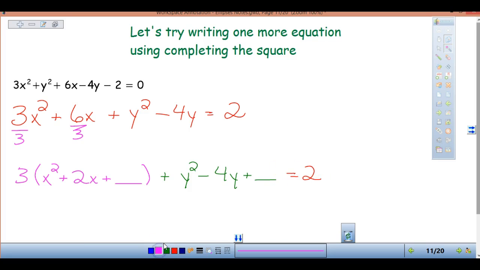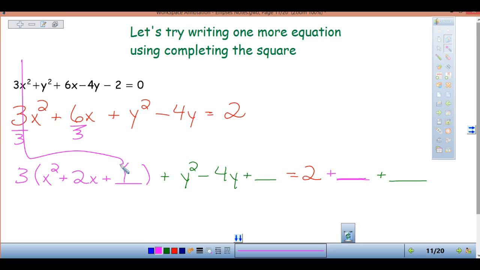Now remember again, I'm going to have to add something for the x's that I'm completing there and something for the y's. So those are my two colors again to color coordinate that. So now again, I divided that 3 out of the x's, pulled it out front, now I complete the square. So half of 2 squared is going to be 1, so I'm going to add a 1 here. Now remember, that doesn't mean it's a 1 down here. I have to multiply the 3 and the 1.